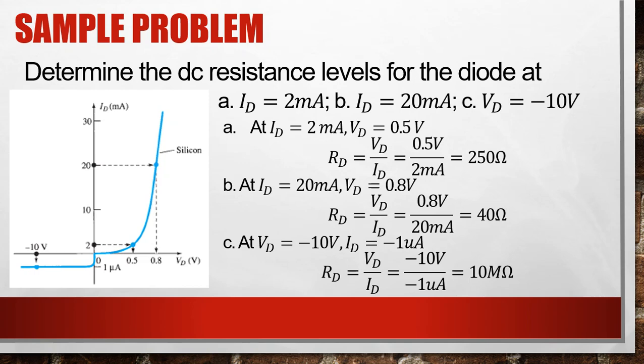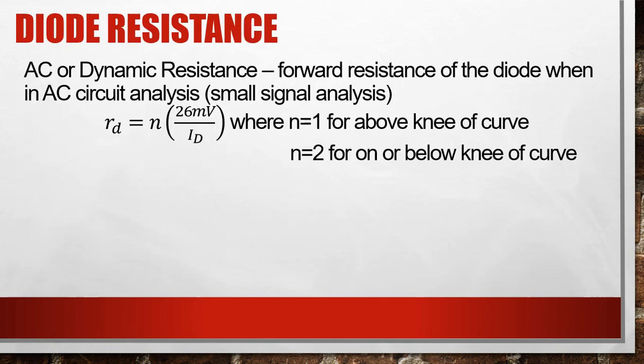Another level of diode resistance is AC or dynamic resistance. Dito naman, this is the forward resistance of the diode in AC circuit analysis. For small signal analysis lang ito. Okay, diode resistance at AC is equal to ideality factor times 26 millivolts over diode current. Yung 26 millivolts, yan ay ginagamit na nating constant value ng thermal voltage ng diode.